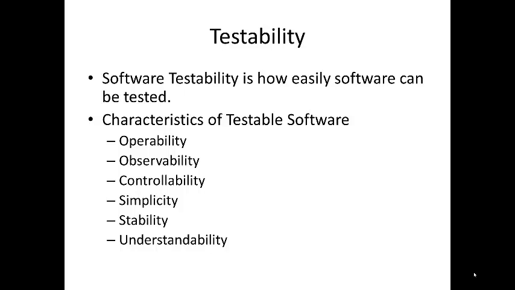One is operability. The better it works, the more easily it can be tested. Fewer bugs block the operation. Observability. You can see the system state variables and operations. Those are all visible. Controllability. Software states and variables can be controlled by the test engineer, so you have control over it when you're testing it. Simplicity. If there's less to test, it's better. Stability. Infrequent changes to the software, so you don't have to rerun the tests. So it's not continuously being evolved as you're testing it. You're not trying to hit a moving target. And understandability. The better the documentation, the easier it is to design, execute, and evaluate tests to see whether it's performing according to specification.